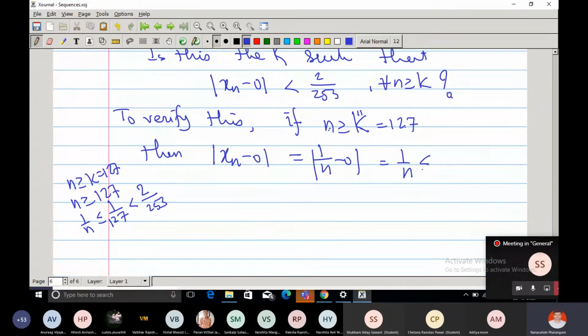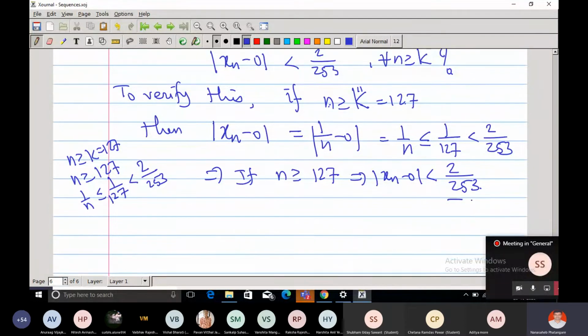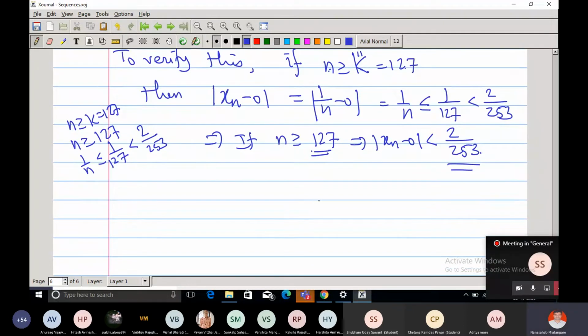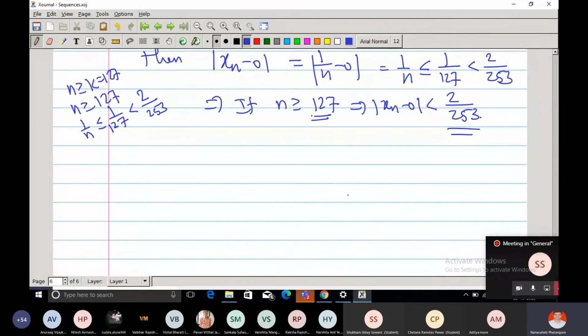So this is less than or equal to 1 upon 127, and 1 upon 127 is strictly less than 2 upon 253. Therefore, if n is greater than or equal to 127, then |xn minus 0| is less than 2 upon 253. Correct? For this particular epsilon, I found k is 127. Now, from this, it is possible to produce k for every epsilon, right?